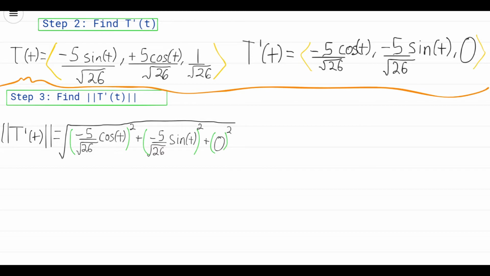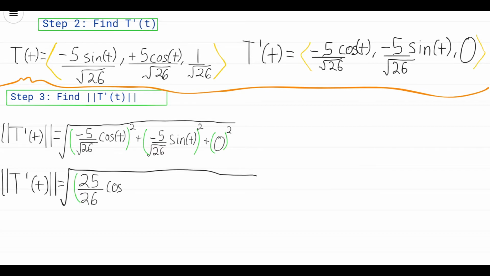And what we're going to do is we're just going to distribute the square. So when we square -5, -5 times -5 is positive 25 over 26 cosine squared t plus 25 over 26 sine squared t plus 0. So all I did was just distribute the square to each term. So the square and the radical will cancel out, so that's why we get 26. -5 squared is positive 25.